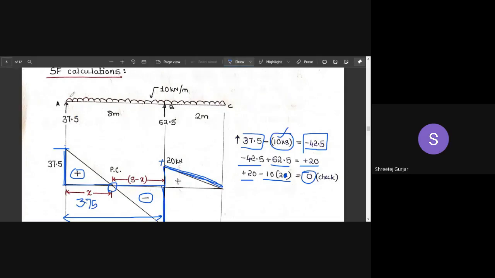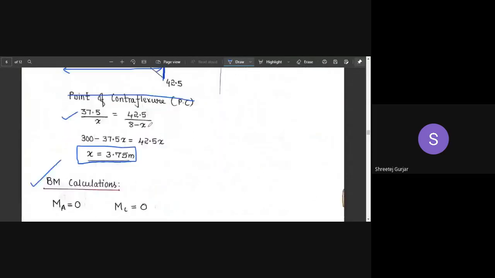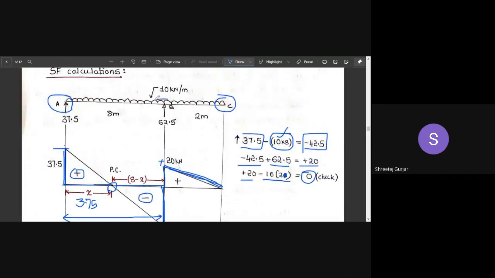It will be 0 at A point, right? It will be 0 at A and it will be 0 at C. So that is what we have written here. Bending moment is 0 at A and bending moment is 0 at C. It may not be 0 at B, right? Because of this overhang portion, the bending moment may not be 0 at B.